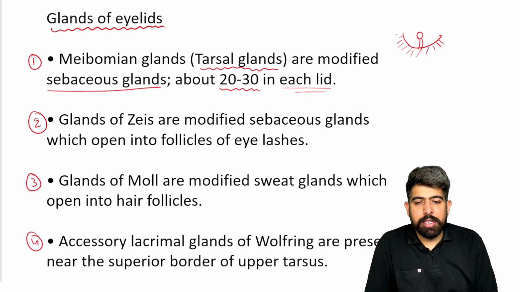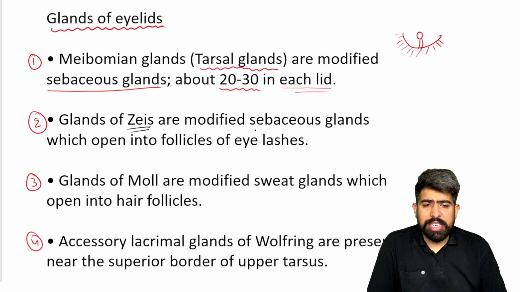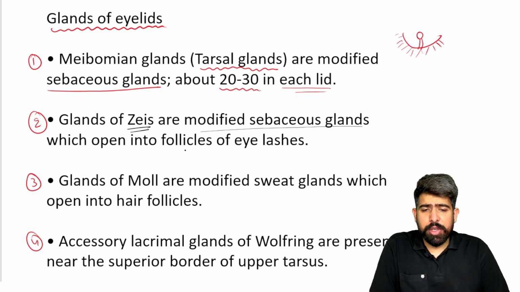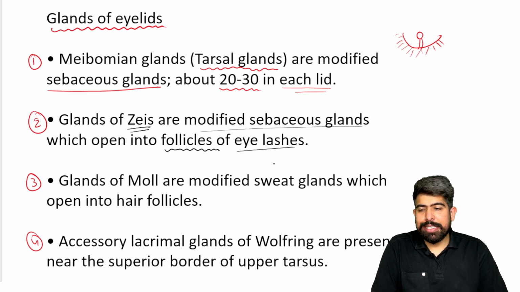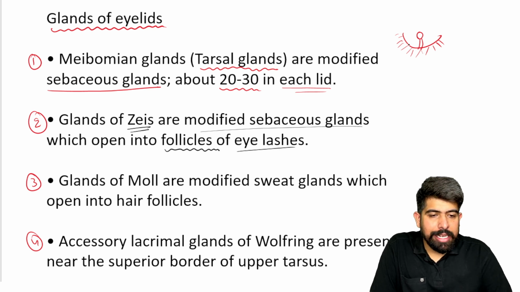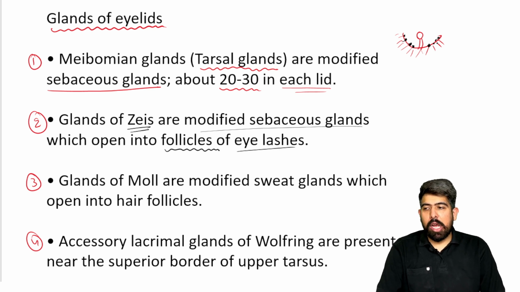The next gland is known as the gland of Zeis, and this is also a modified sebaceous gland. It opens into the follicles, right? Which open into the follicles of your eyelashes. So where is the situation of this gland of Zeis? Every eyelid has eyelashes. So at the base of the eyelashes, we have the gland of Zeis. I hope you remember about it, right? The gland of Zeis is at the base of the eyelashes.